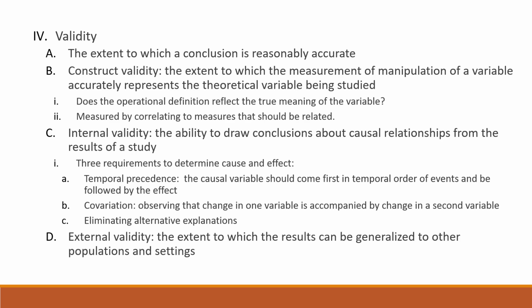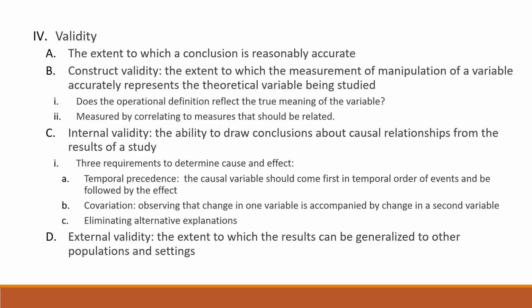The next type of validity is external validity, or the extent to which the results can be generalized to other populations and settings. If you find it in a lab, can you find it outside of the lab? If you find it in college students, does it apply to high school students? Essentially, this is looking to see if it fits in other settings. This is why replication is so important in research.